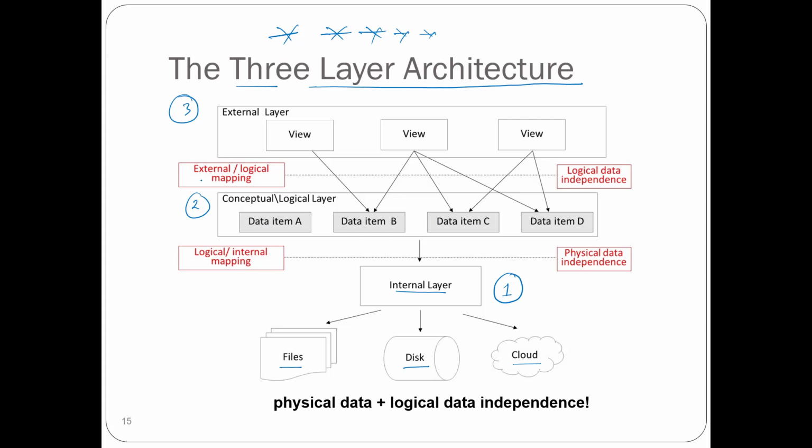Okay. And then we have this top layer here, which is called the external layer. In the external layer, you're looking at three views. Let me put those as view A, view B, and view C. Now, the purpose of these views is to give a different customized outlook, I should say, of the database that we have, because A, B, and C may correspond to three different classes of users.